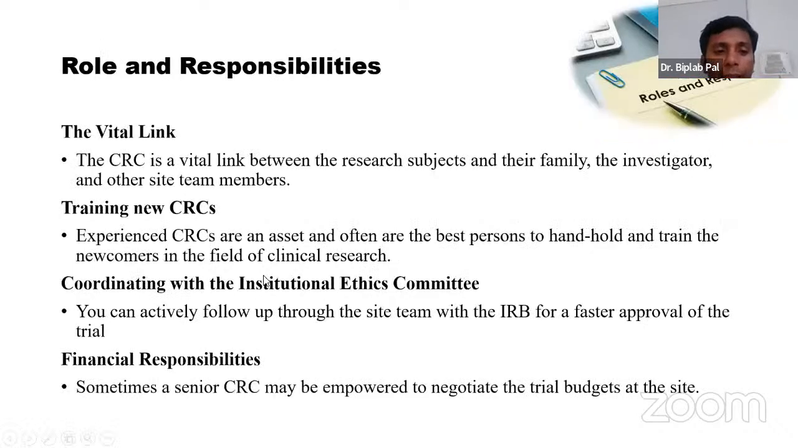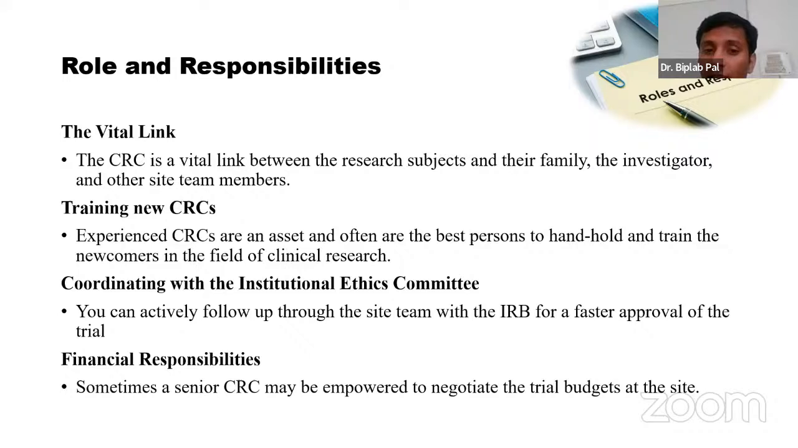So what role do they play? They are playing a vital link. CRC is a vital link between the research subjects, and I told you subjects mean patients, their family, the investigator and other site team members. So CRC is a link between whom? The research subject, the patient who is getting drugs in the clinical trial. Their family members: CRC is contacting the family members. CRC is talking with the patients. The CRC is talking with the investigator as well as other site team members. Who are the other site team members?